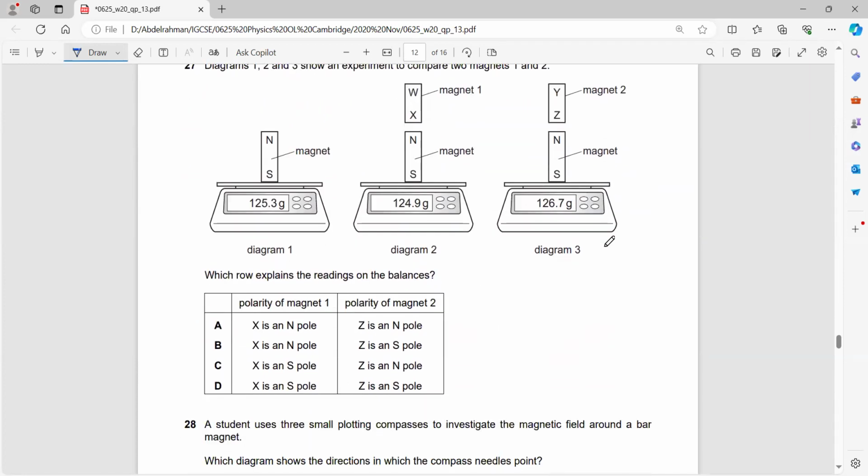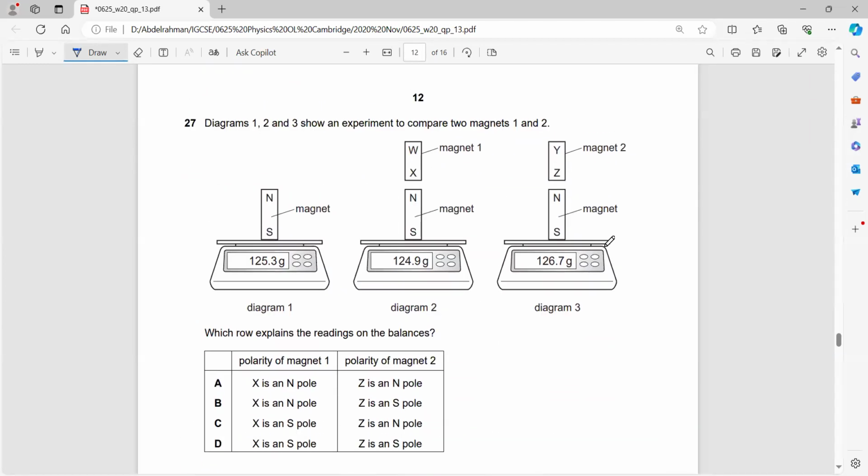This is an interesting question. Diagrams 1, 2, and 3. Which row explains the readings on the balance? Initially, we had a magnet and the reading was 125.3. Magnet 1 and magnet 2.